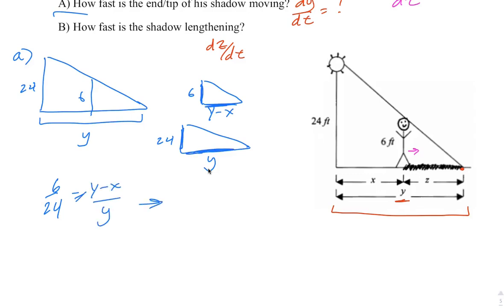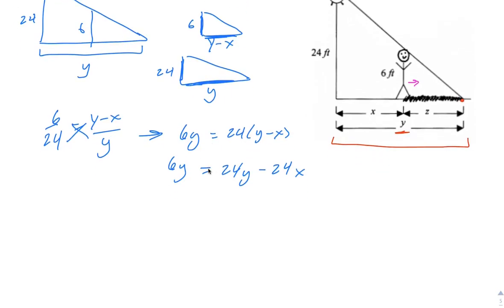Cross multiply. 6y equals 24y minus x. Let's distribute that. Do what we always do, right? There's no constants here besides 6 and 24. That's why I just plugged them in the way they were.